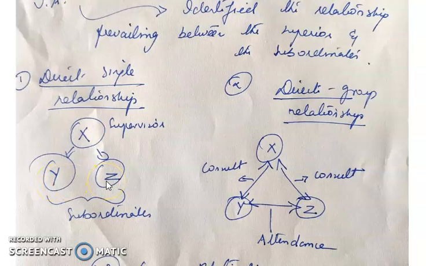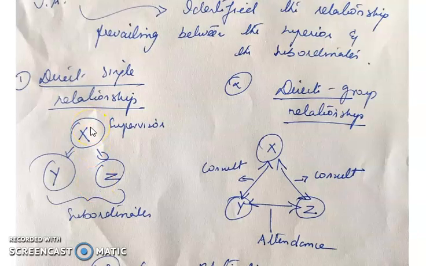It is one in which a superior has a direct relationship with his subordinates. If X supervises Y and Z, who are subordinates, there are only two single relationships. X supervises Y and X supervises Z. There is no relationship between Y and Z. So this is called a direct single relationship.